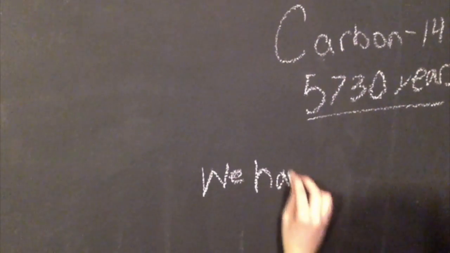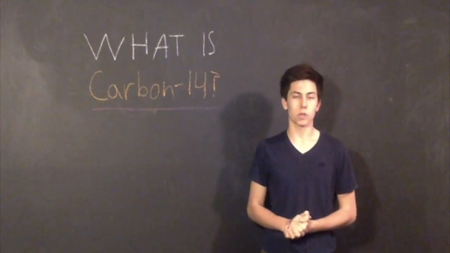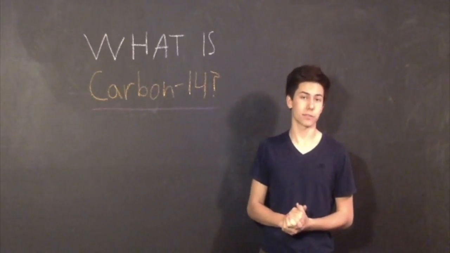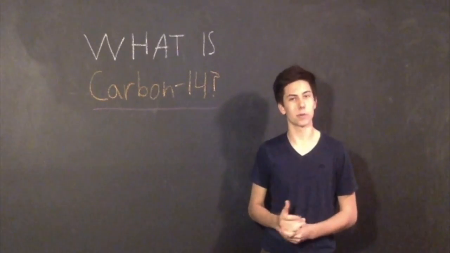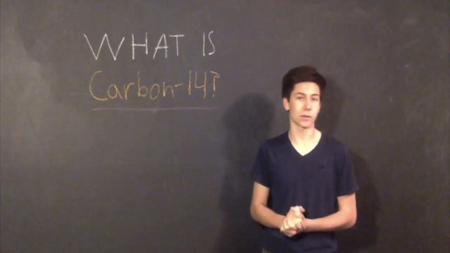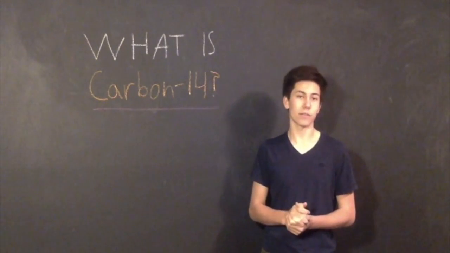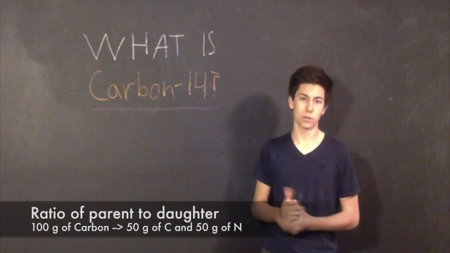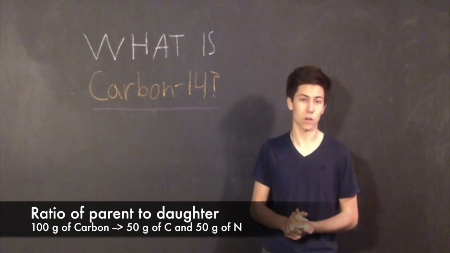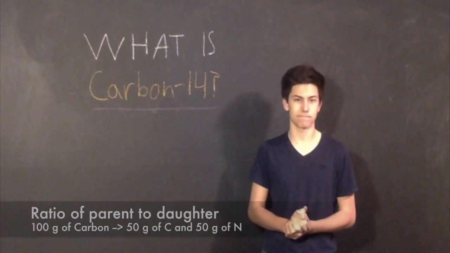Our sample is 10 micrograms of carbon-14. But what is carbon-14? Well, carbon-14 is a radioactive isotope of carbon that has 8 neutrons as opposed to the most abundant form of carbon, carbon-12, which has 6 neutrons. Over a period of 5,730 years, carbon-14 decays into 2 elements, half of which are the same, carbon-14, and half of which are nitrogen-14, the most stable form of nitrogen.